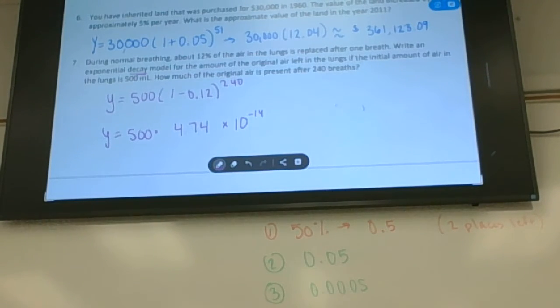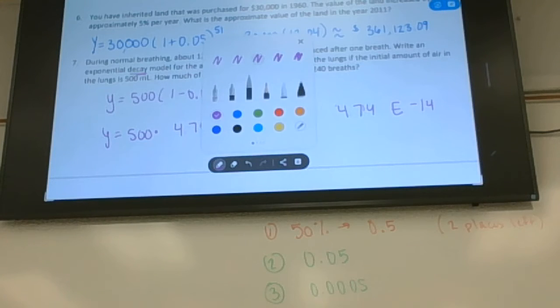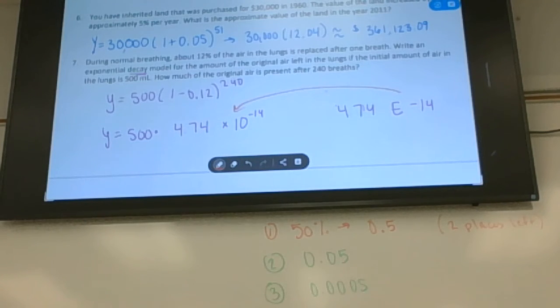Okay, so your calculator might look like this: capital E, negative 14. That is your calculator's scientific notation, so write it that way. Don't hit clear in your calculator. Just after you hit enter, just do times 500. All right, it's 2.37 times 10 to the negative 11.